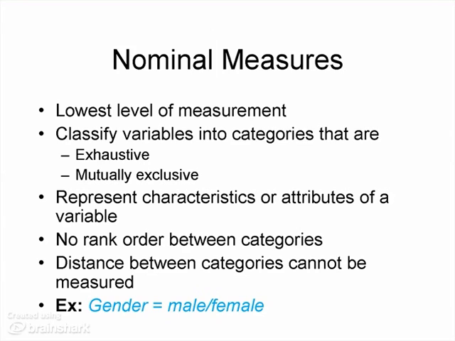Nominal levels of measurement categorize objects, individuals, or events into different groups or categories that are mutually exclusive. Some examples are sex, ethnicity, place of birth. Nominal variables don't have measurement meaning. They're categorical in nature. They just divide data into categories.